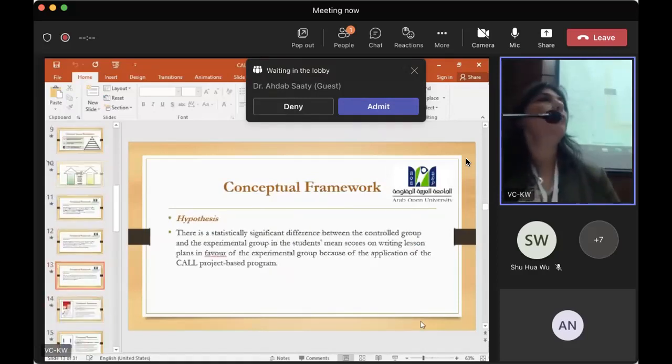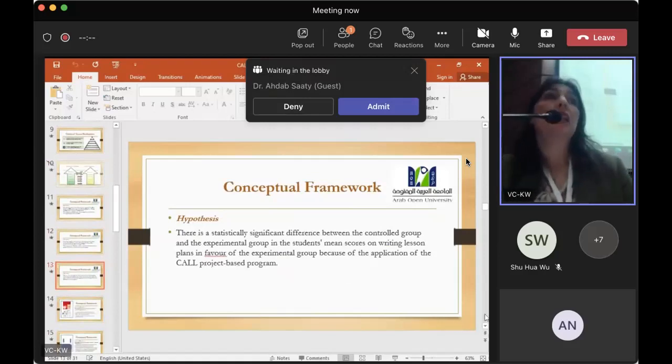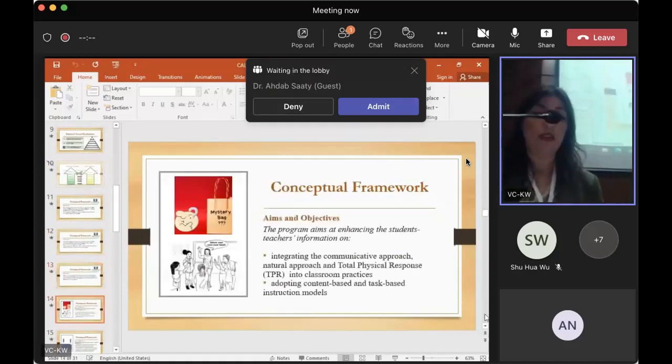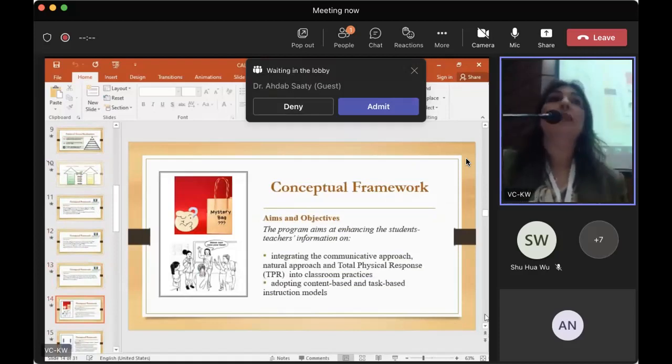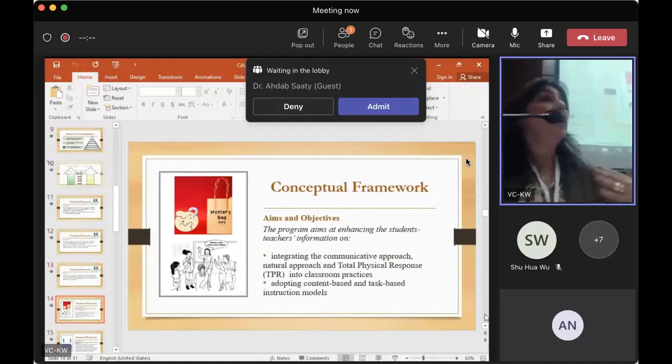And we tried to test the hypothesis of whether the suggested supplementary program following COL is going to be effective in promoting their teaching skills, in our TEFL skills, in writing a lesson plan and delivering a demo class presentation. So the objective was to help them to develop their knowledge and to get familiar with the information about all the traditional methods of teaching, and integrating the cognitive approach, natural approach, and most of all, or the most important one, is total physical response.